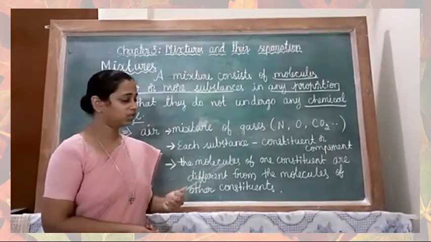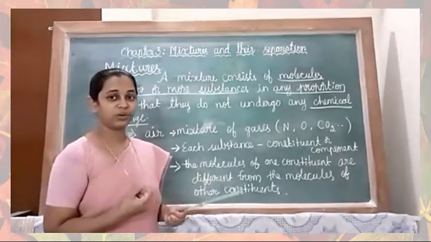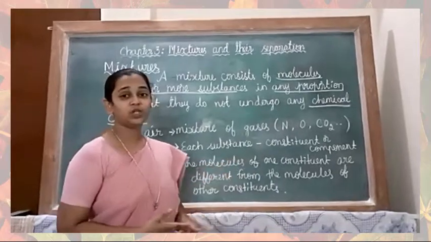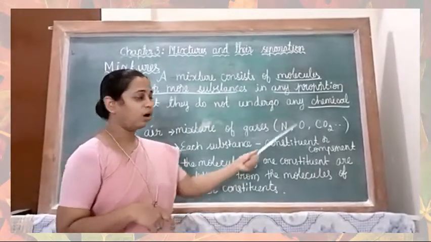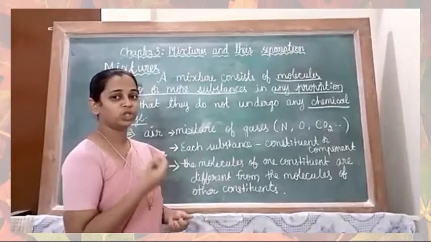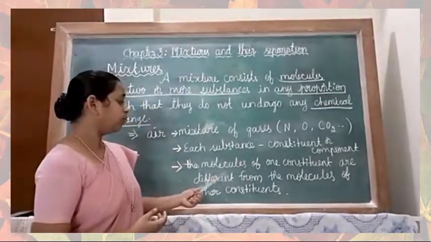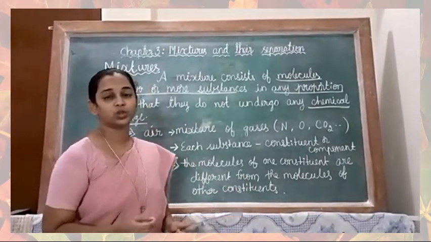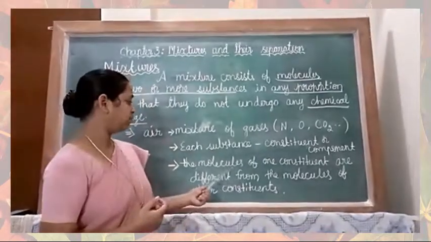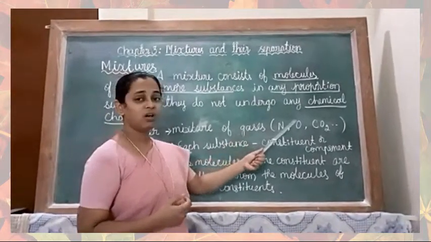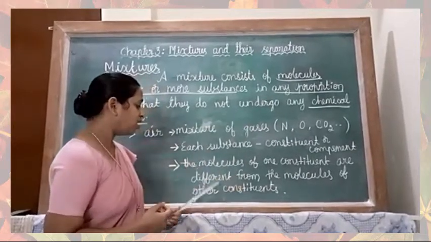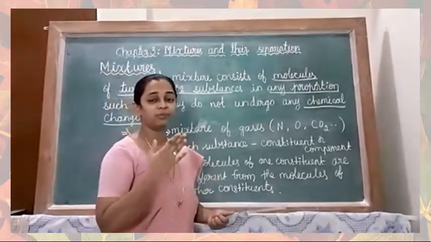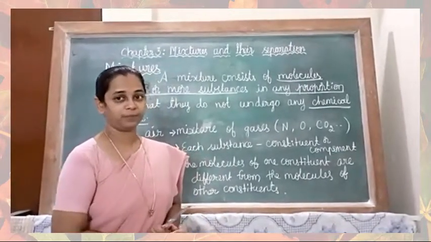Here we have to note that each substance in a mixture is called constituent or component. For example, nitrogen is a constituent of air. Oxygen is a constituent or component of air. Next, the molecules of one constituent are different from the molecules of other constituents in mixture. For example, the molecules of nitrogen are different from the molecules of oxygen in air.